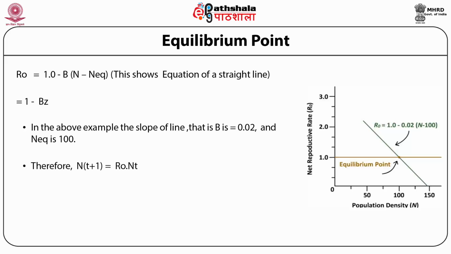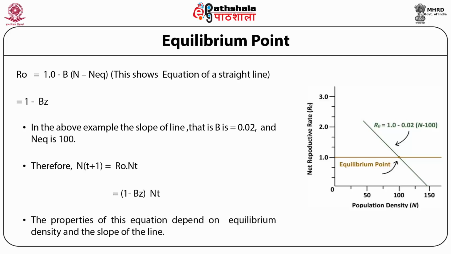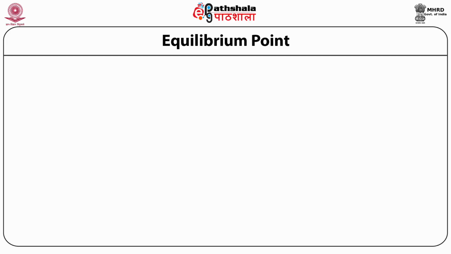Therefore, Nt+1 = R0 × Nt, which is equal to (1 minus BZ) × Nt. This property of the equation depends on the equilibrium density and the slope of the line, that is what the population density will be. It will be clear from the following example, how we can calculate the population density. In a hypothetical figure, we have the value of B equal to 0.11, N equilibrium is 100, N0 is 10.